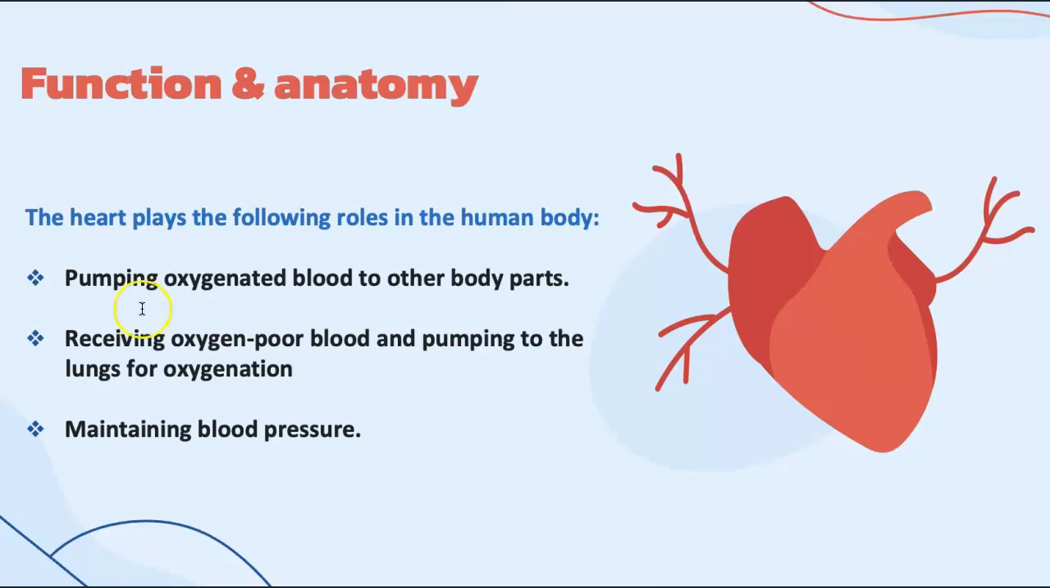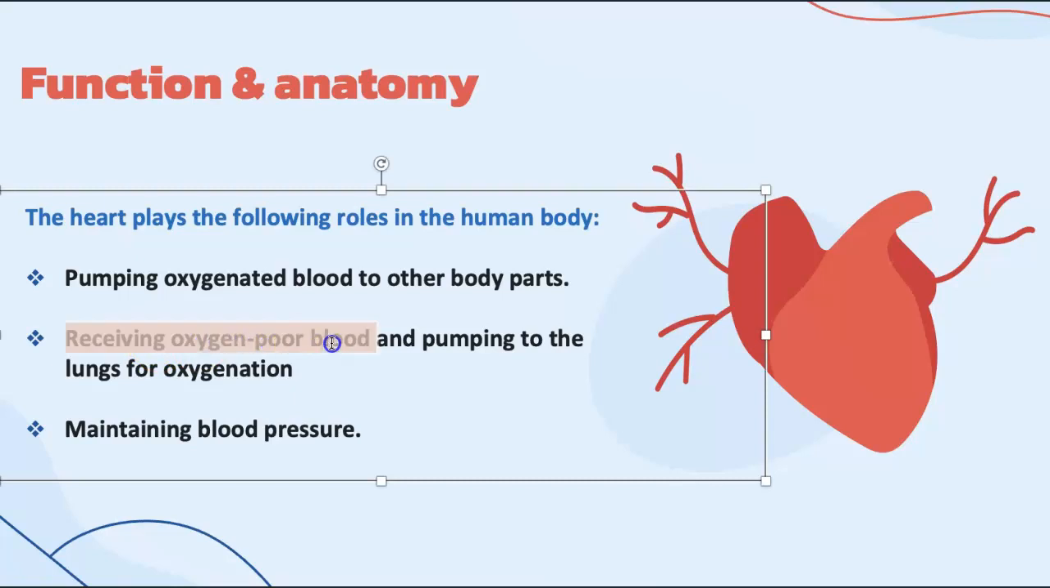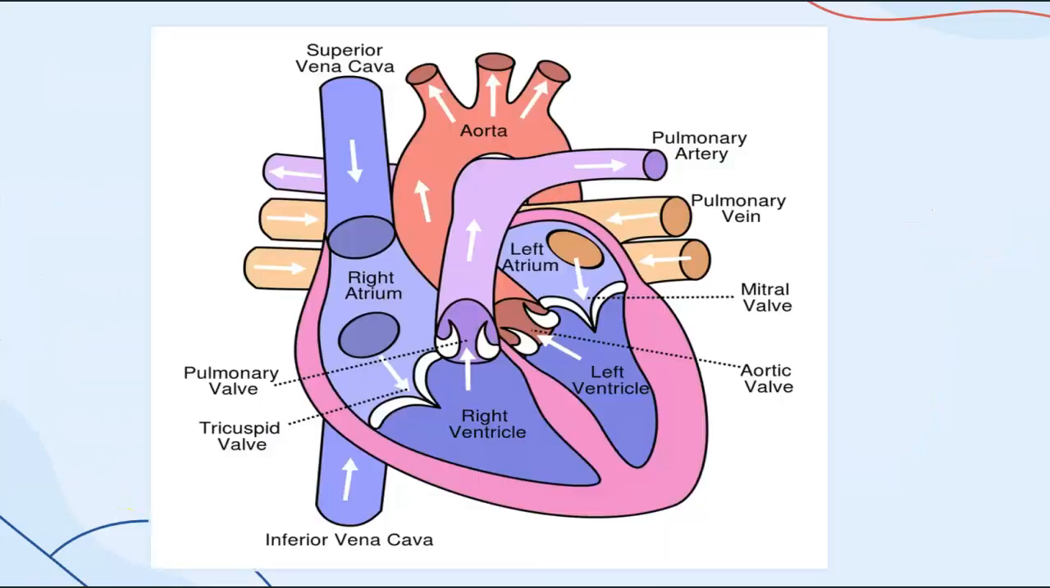The role of the heart plays the following roles in the human body. First of all, it receives the unoxygenated blood from the veins, and this unoxygenated blood will be pumped to the lungs for oxygenation. Once the blood is oxygenated, it will be pushed out to the other parts of the body. And another role is that it maintains blood pressure. In the next slides we'll be discussing more about how it maintains the blood pressure.